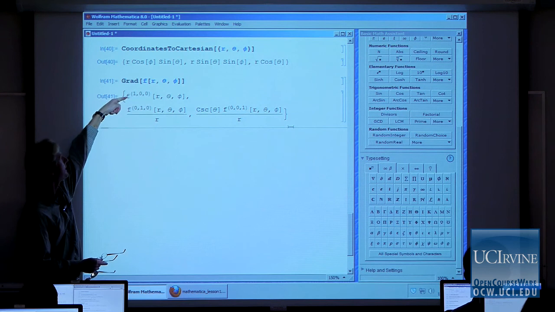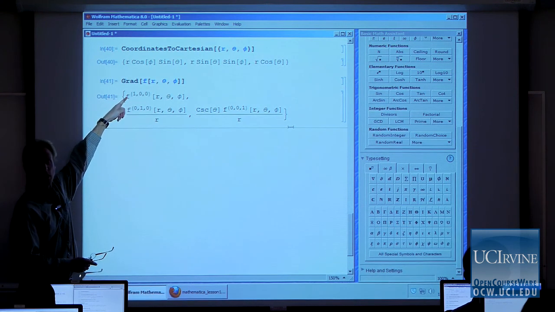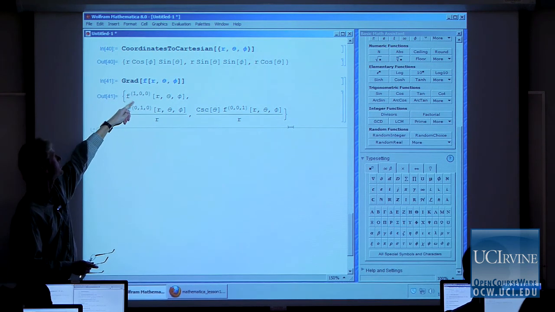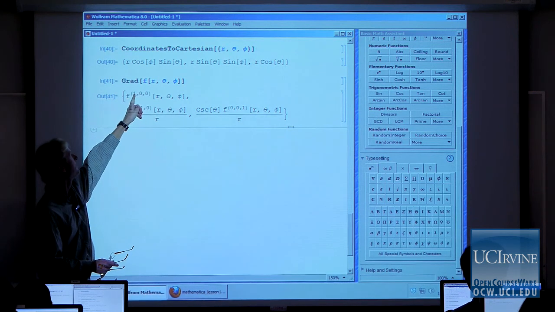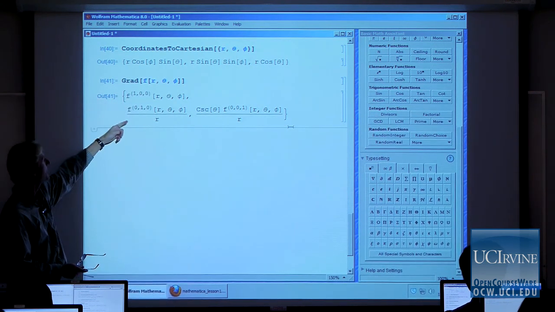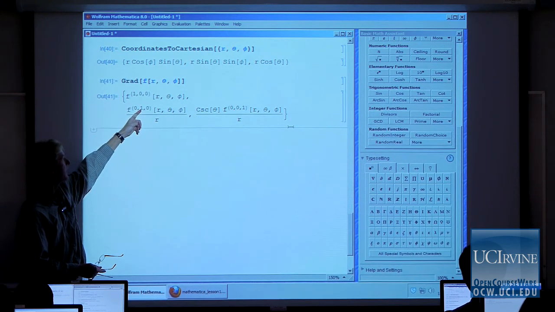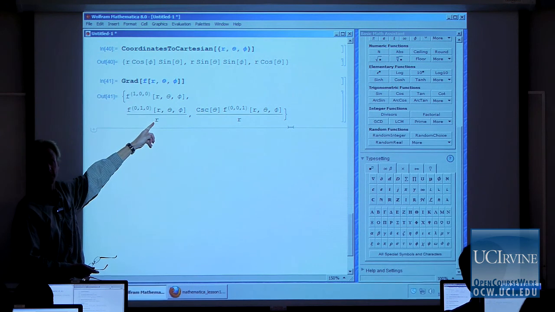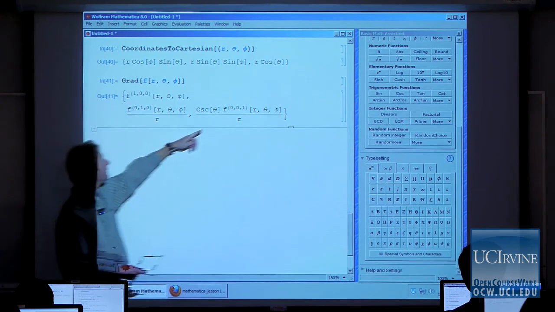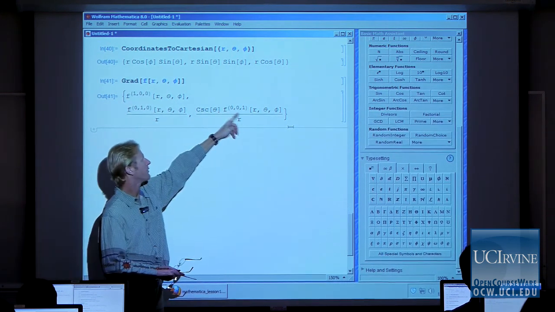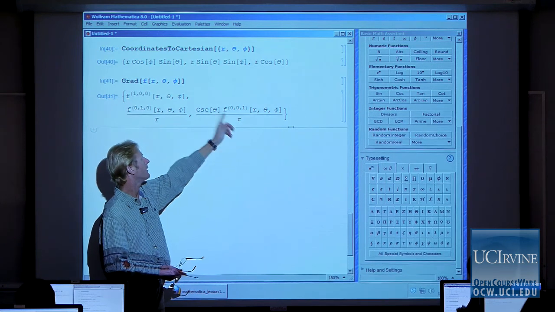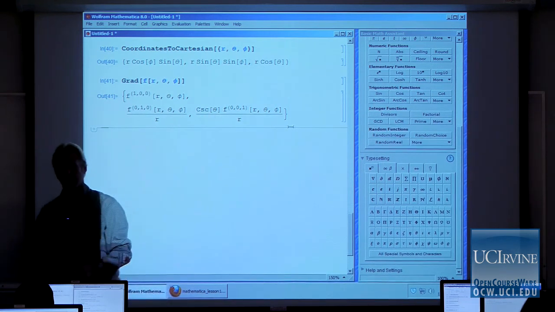Okay, so this is the component of the gradient in the r direction, which is simple. It's just the first derivative of f with respect to r. Okay? But then when you go to theta, it's the first derivative of f with respect to theta divided by r. And then when you go to phi, it's the first derivative of f with respect to phi divided by r times the cosecant of theta.